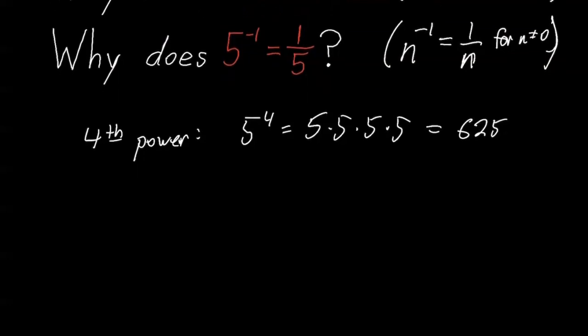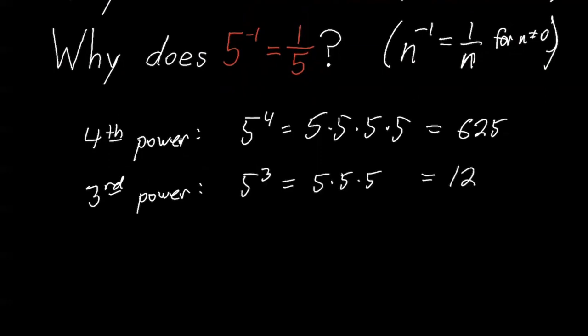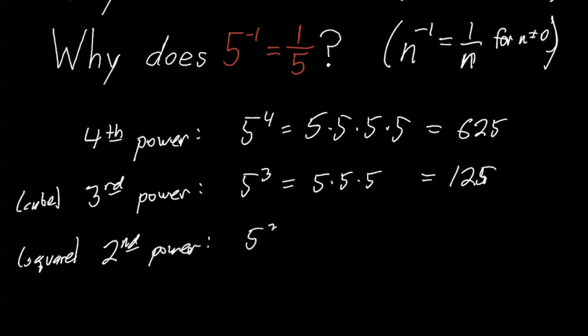But let's start going down. If we have the 3rd power, 5 cubed, that's 5 times 5 times 5, and if you multiply that out, it happens to be 125. The square, the 2nd power, is just 5 times 5, which is 25. I'm somehow making this easier as we go.